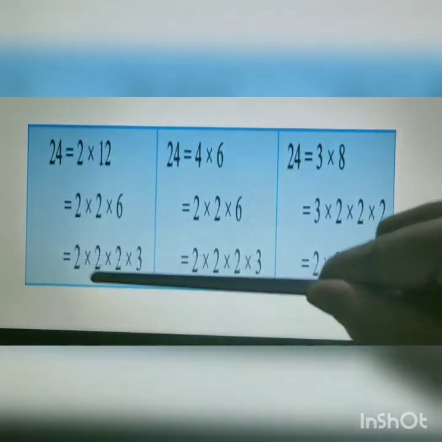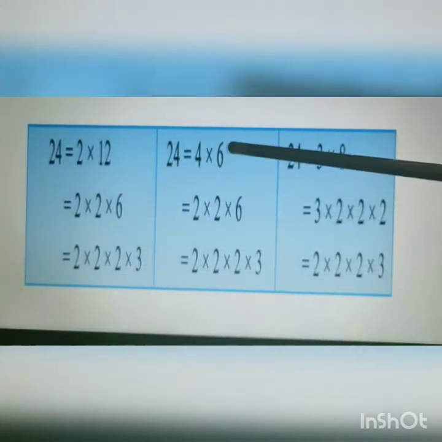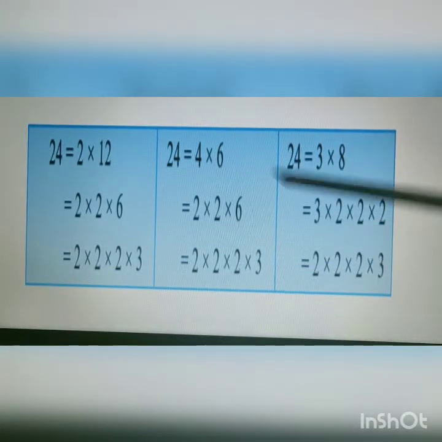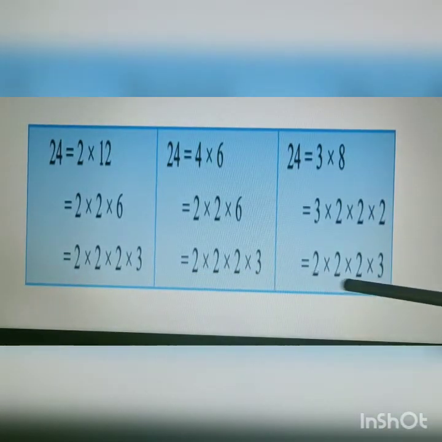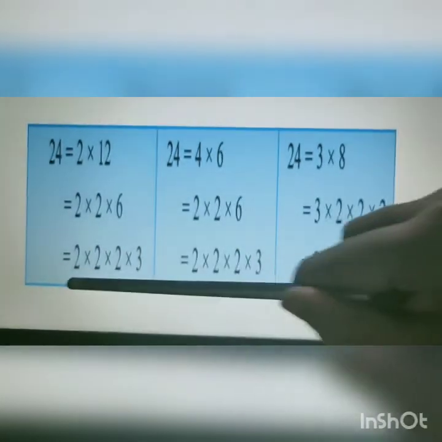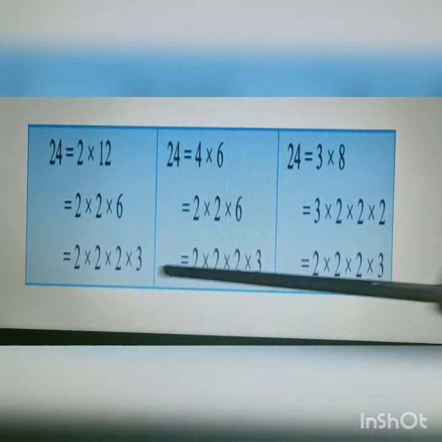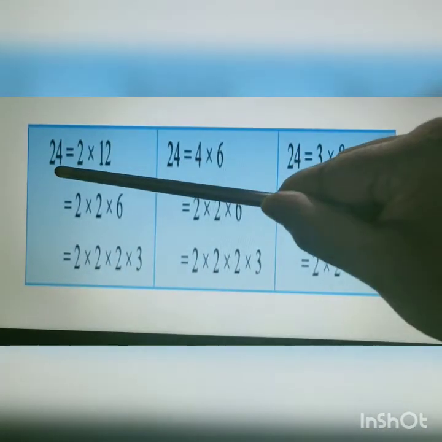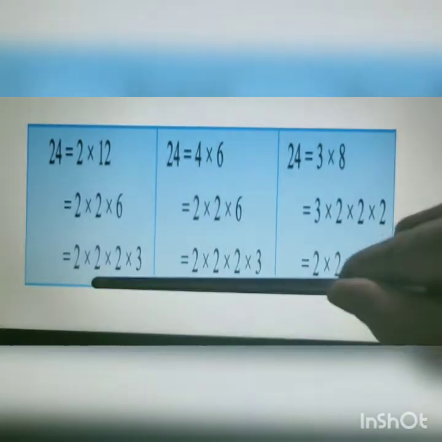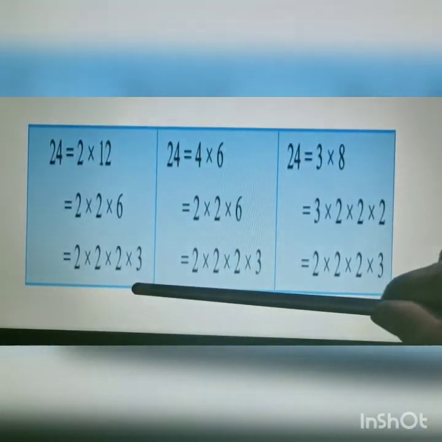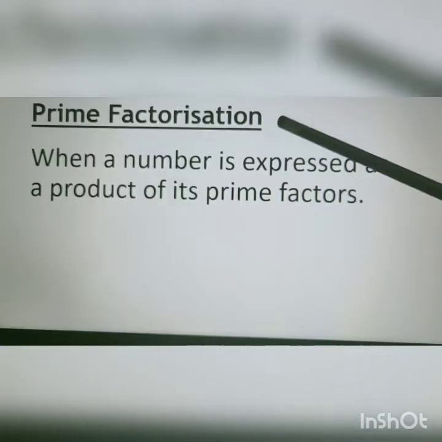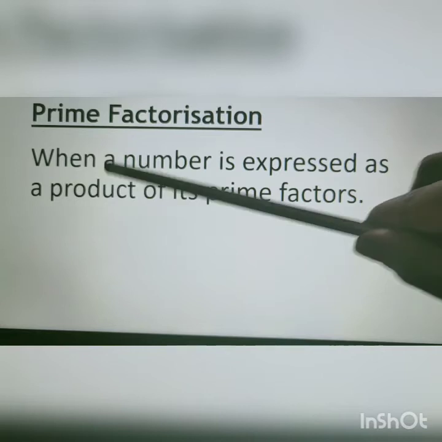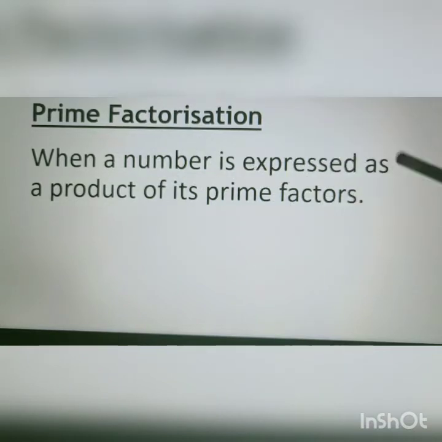Finally, in all the cases, we got the same product of prime numbers for 24. So this is called 24's prime factors, and we can say 24 is prime factorized. Prime factorization: we say prime factorization when a number is expressed as a product of its prime factors.